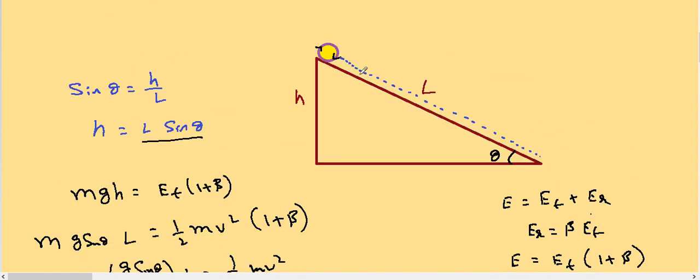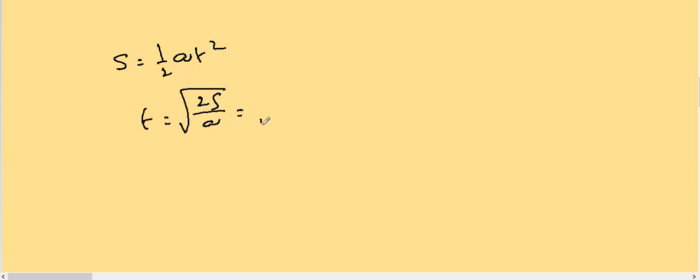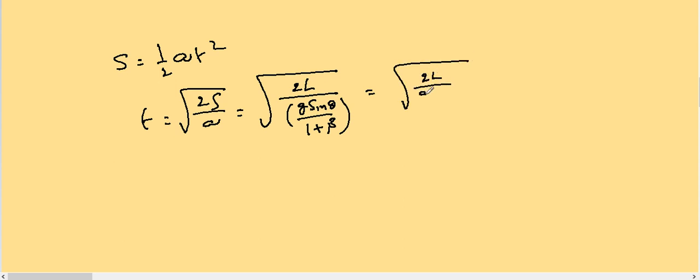Now the question is, in what time does it reach the bottom? Time taken to reach the bottom. So we know that s is equal to ut plus half at square. Since u is 0, t I can write as root of 2s by a. Here it is root of 2L by g sin theta by 1 plus beta. This is what we call the time taken to roll down the plane. So this is root of 2L by g sin theta into 1 plus beta.